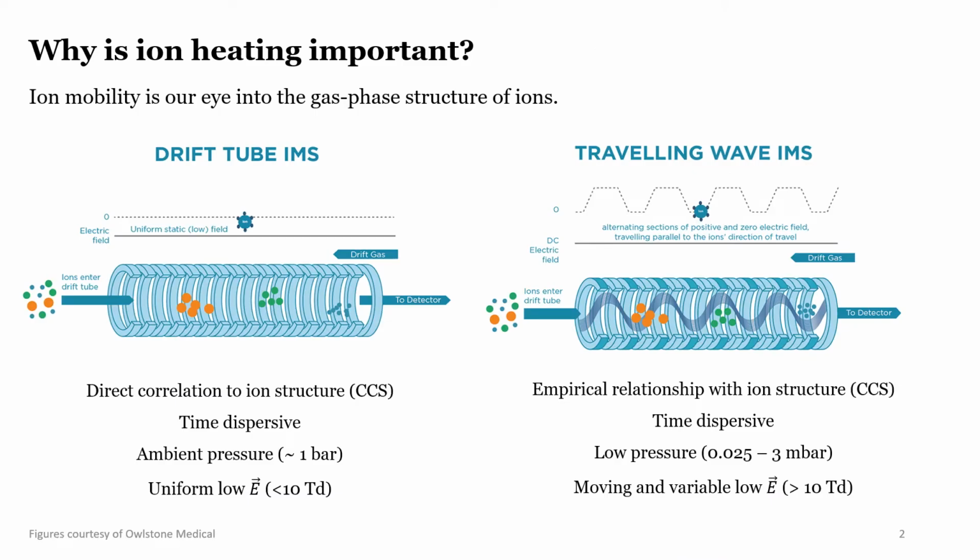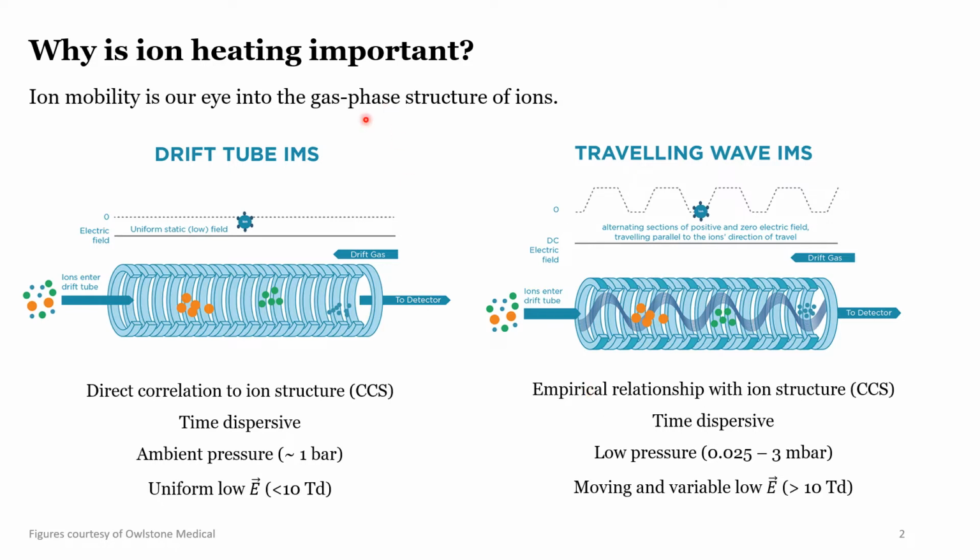But before we get into the fun stuff, it's important to understand the fundamental principles that underpin ion mobility spectrometry and why characterizing ion temperature is paramount for interpreting data from any IMS experiment. Whenever someone talks about IMS, the two main methods that immediately come to mind are either drift tube IMS or traveling wave IMS, since these two methods both either have a direct or empirical relationship with ion structure, which effectively allows us to peer into the gas phase structure of ions.